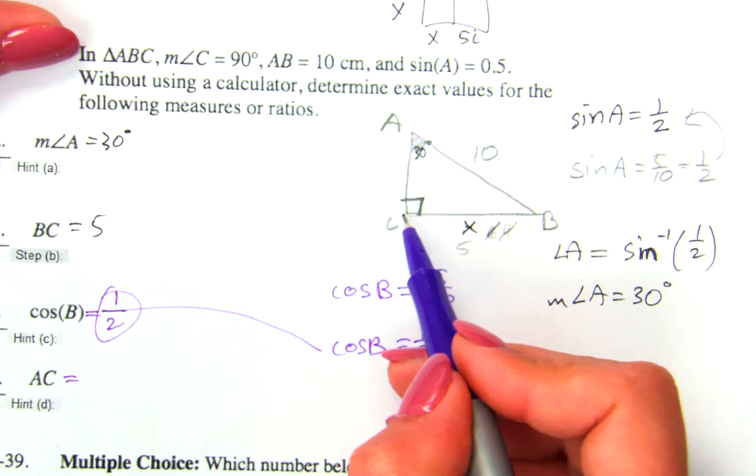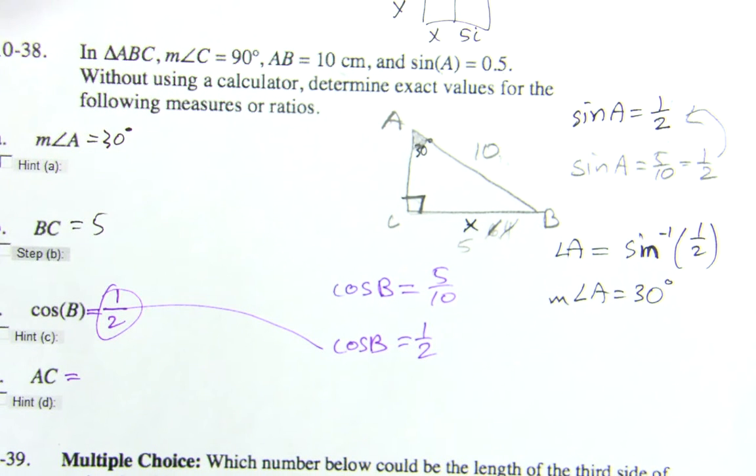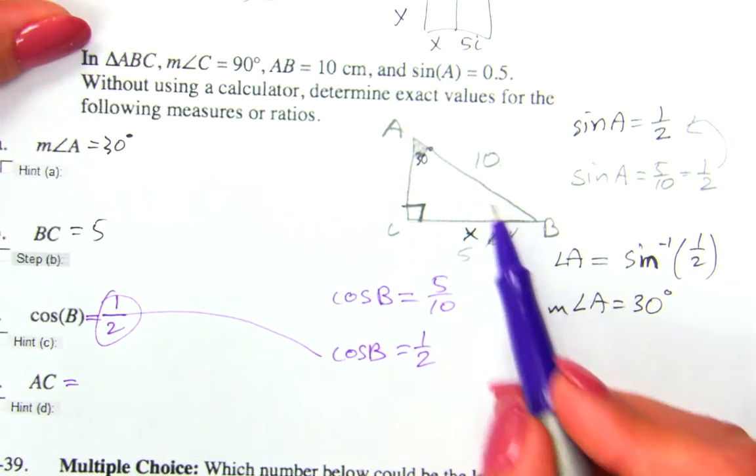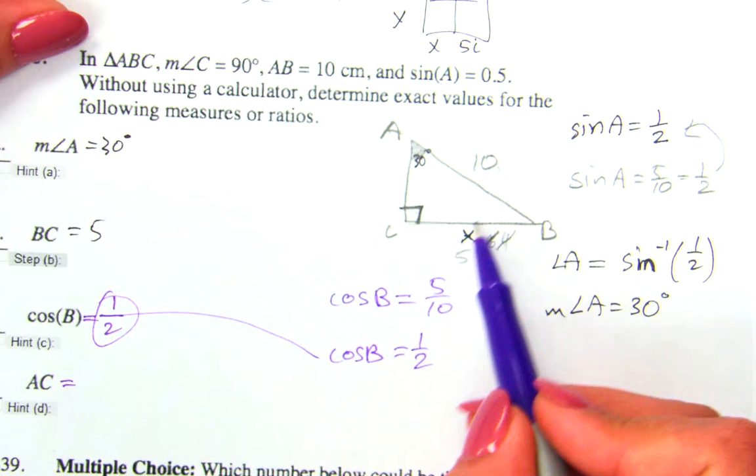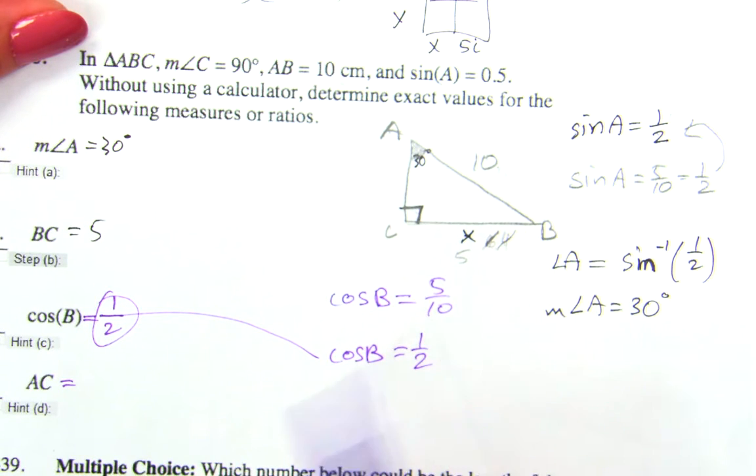And then lastly, AC. You can do AC any which way you want. If you want to use the Pythagorean theorem, you're more than welcome to. Otherwise, you can use a different setup. I'm going to let you figure out what the side length AC is by yourself.